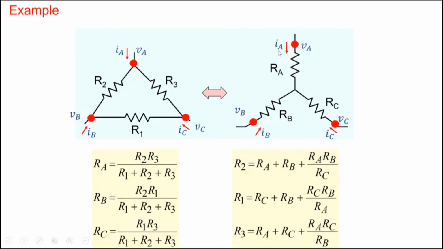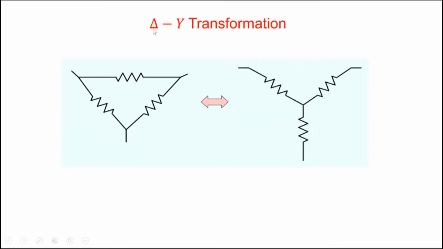But once you've derived it, if you remember these results, they will prove to be useful to you at many places. These are what we call delta-Y. I've redrawn it. Delta-Y transformation. This is like a delta here, this is like a Y. Wherever you see a delta in your circuit, you could transform it into a Y if it helps you. And wherever you see a Y, you could transform it into a delta, provided it's useful to you. So this is a delta-Y transformation.